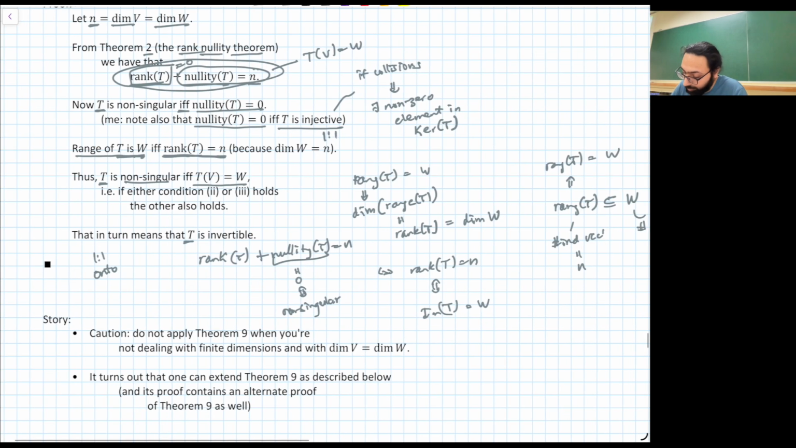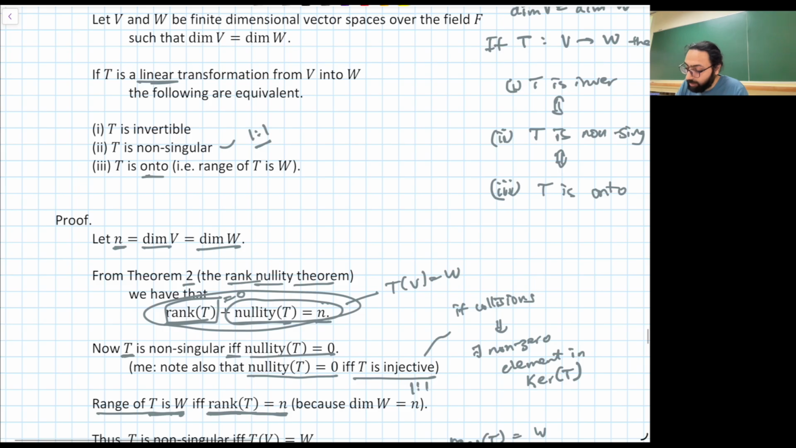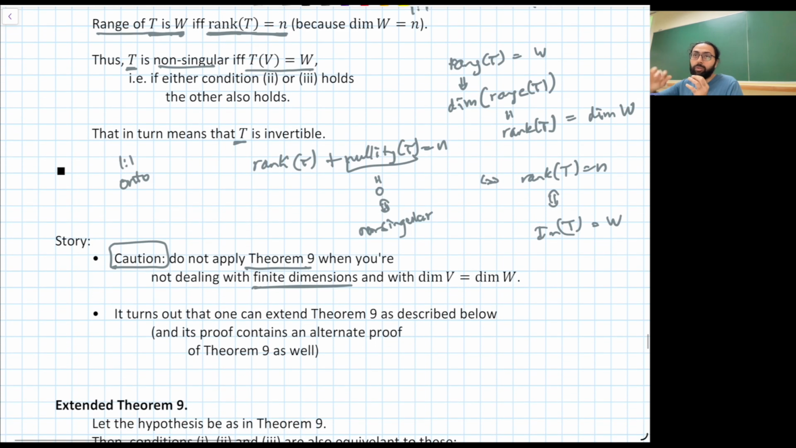Good. All right. So now, the main important thing to keep in mind is that theorem 9 only applies when you're dealing with finite dimensions. So you shouldn't apply it when the dimensions are not finite. And the dimensions have to be the same. That is important, because if it's going from a smaller space to a bigger space, then of course it potentially doesn't even have enough vectors to span the entire set.